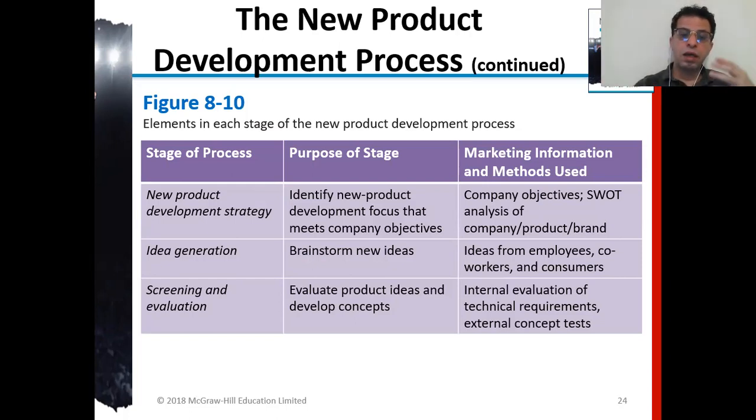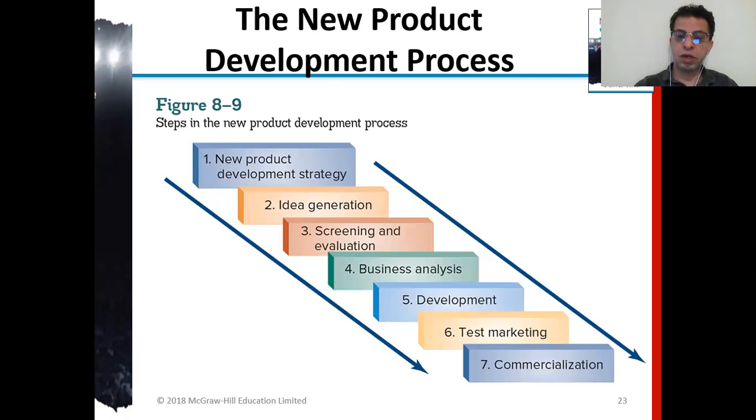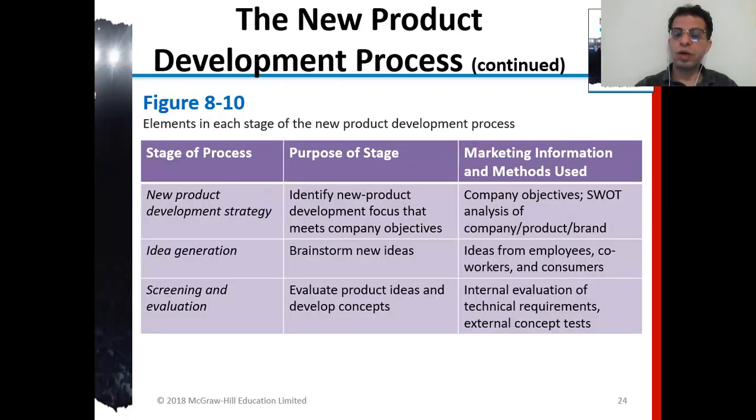The third stage is screening and evaluation: evaluate the product idea and develop the concept, with internal evaluation of technical requirements and external concept testing. So we see how the localization and Arabization work, what the effort is, how we can get it done, and then we see who is interested in this customization for the higher education solution.